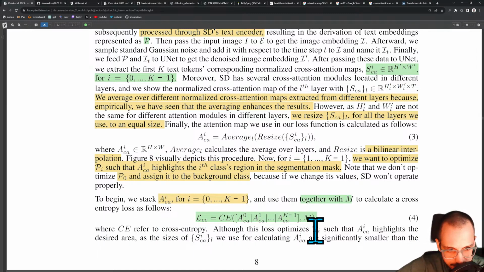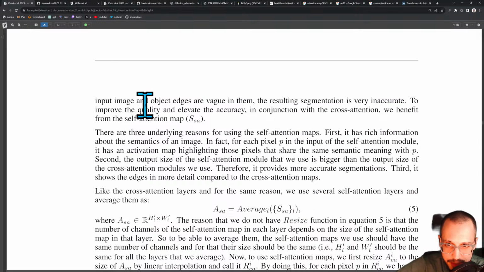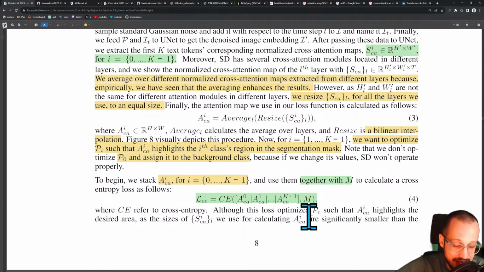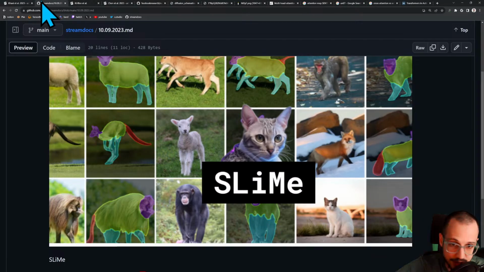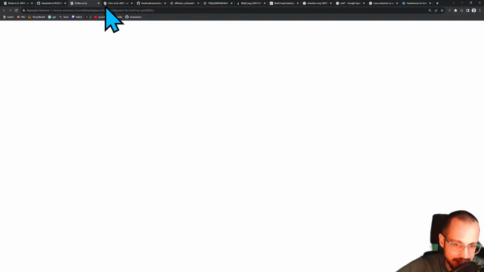Although this loss optimizes P_i such that A_i^CA highlights the desired area, the sizes are significantly smaller than the input image, and the object edges are vague in them. The resulting segmentation is very inaccurate. Okay, so this is why they have to do this little optimization process, right? It could have been the case that they could just look at these cross-attention maps and get pretty much their results, but it didn't work out that way, right? Sometimes it doesn't work out.